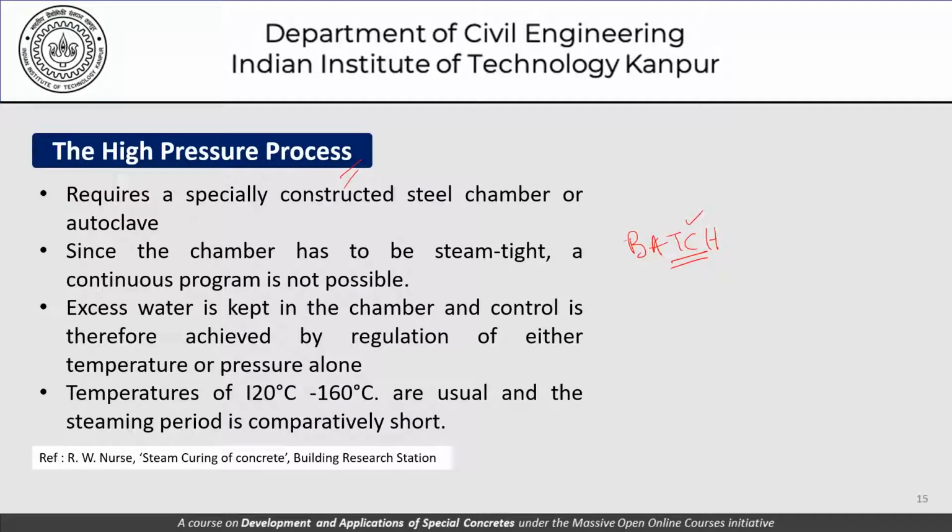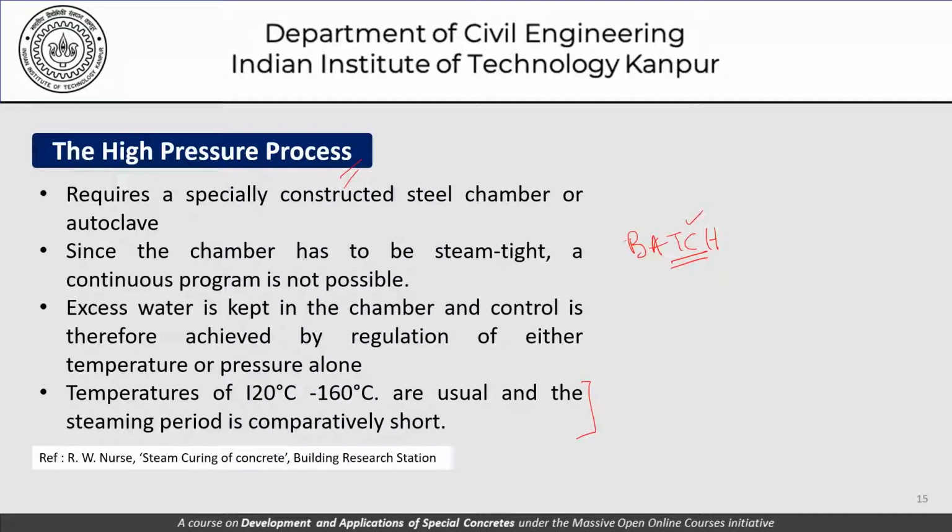The temperatures are much higher than the other process, that is the low pressure process, and could be about 120 to 160 degrees. Recall the kind of temperatures that we saw in the steam curing cycles. They were about 60 to 70 degrees, 75 degrees. Here we are talking of 120 to 160 degrees, but the steaming period is comparatively short. So one has to make a decision as to what kind of temperatures and what kind of time we are going to use when it comes to steam curing of members.